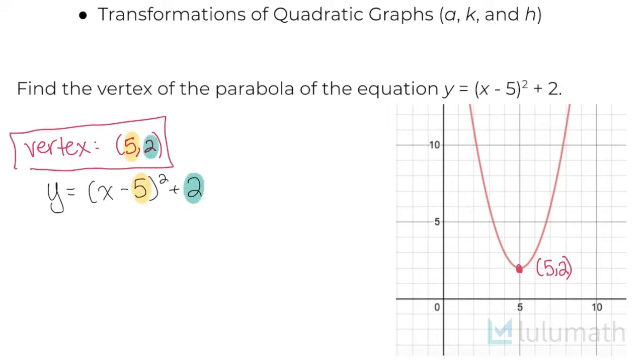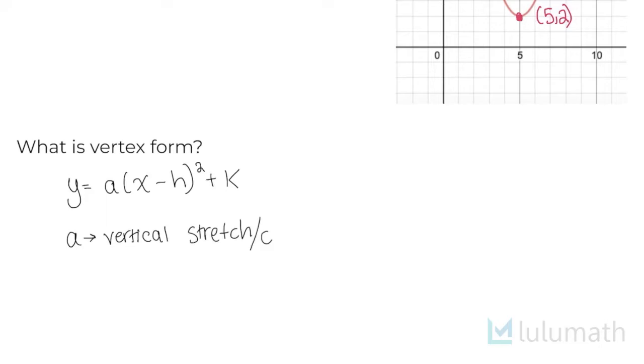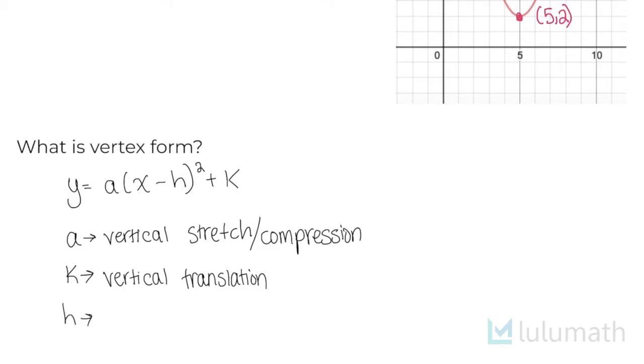So how can I use vertex form to determine what the vertex is and why does it work? And that's more important. Why does it work? Just a reminder of what vertex form is: it's a times x minus h squared plus k. Don't forget that the a value will tell us if our graph is vertically stretched or compressed. The k value will tell us the vertical translation, and the h value will tell us the horizontal translation.